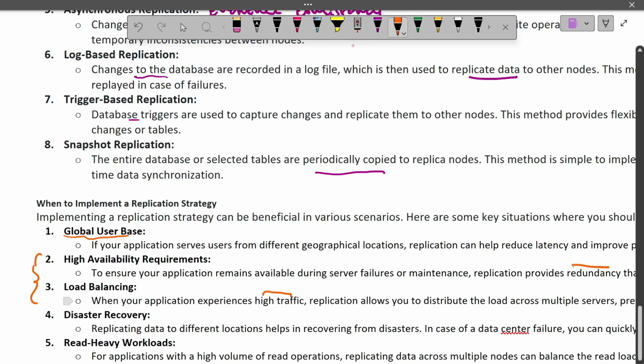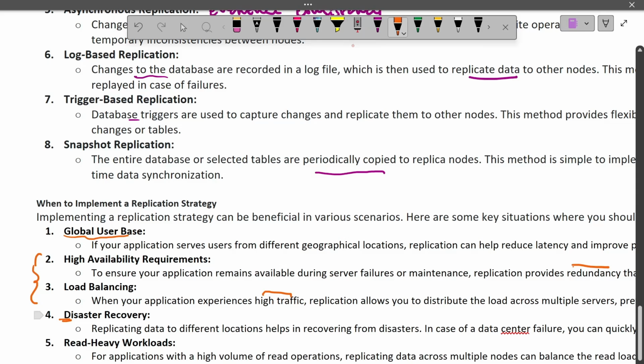There is a high traffic requirement. You have done replication, so multiple servers are allowing the traffic, distributing the load across multiple servers. Your load balancing is also getting taken care of. No single server bottleneck.